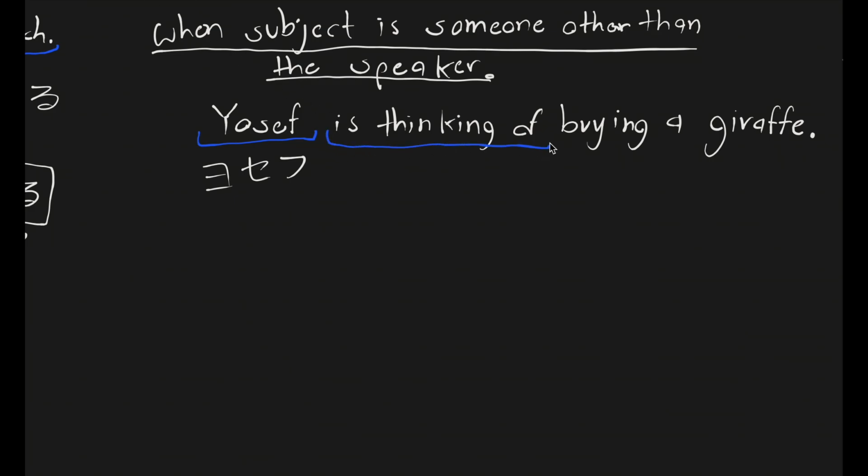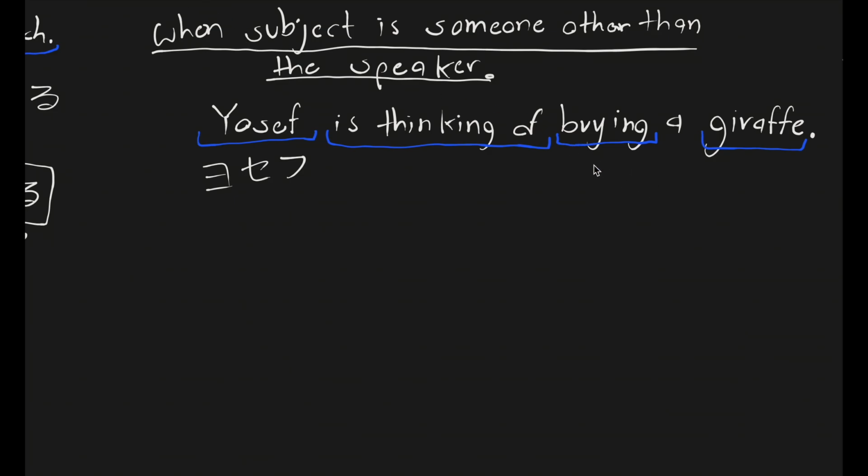And now let's go to the rest. Is thinking of. That is not saying has been thinking of. So we kind of know what our ending is, because it's someone other than the speaker, and it is thinking of. But also you have to remember, it doesn't matter if it's talking about the current thinking of Yosef, or saying that he has been thinking about it. There's no difference with what it will end with. What will the sentence end with, if he is currently thinking or has been thinking. So now we have another verb here, buying, and then we have what he is buying, which is a giraffe.